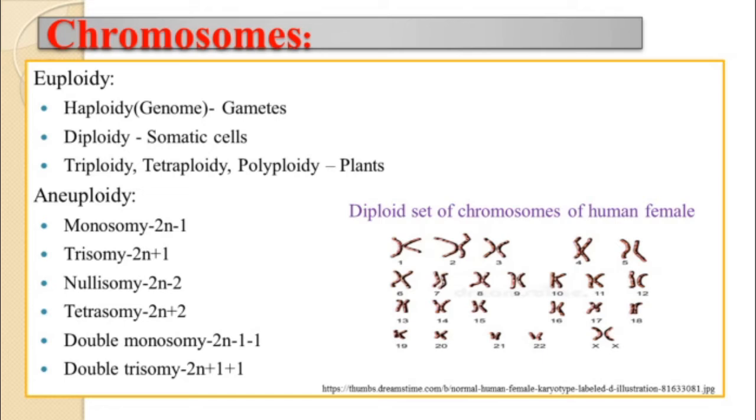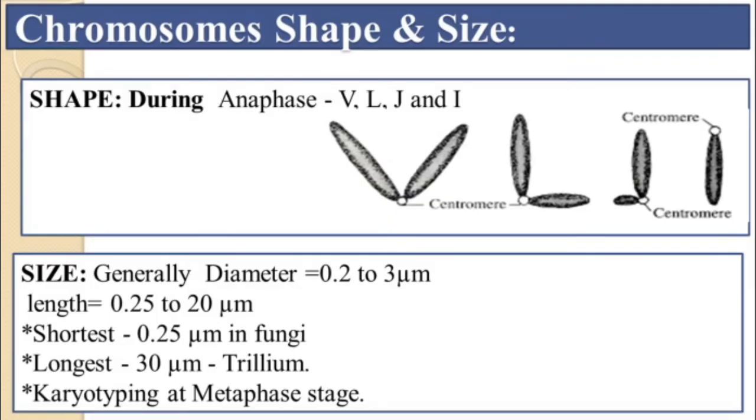If one chromosome is additional, it is called trisomy. Like that, we can observe nullisomy, tetrasomy, double monosomy and double trisomy. Look at the shape and size of the chromosomes. The shape that is observed during anaphase mostly looks like English alphabets V, L, J and I, as you can see in the diagram.